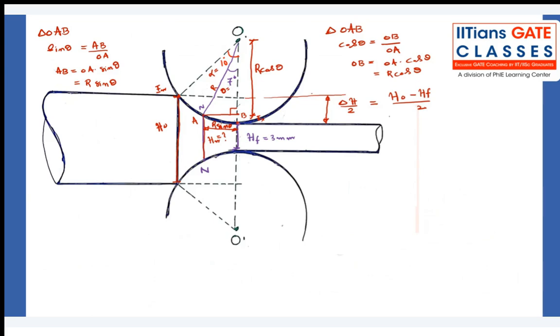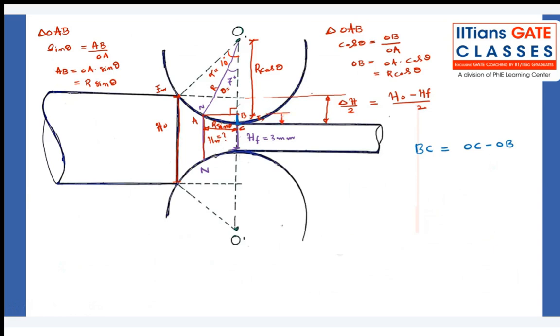Now this is OAB, and this point I'll take as C. So I require BC. Can I write BC is equal to OC minus OB? Yes. BC is equal to OC minus OB, so that I can get BC. Now what is BC? This is important.